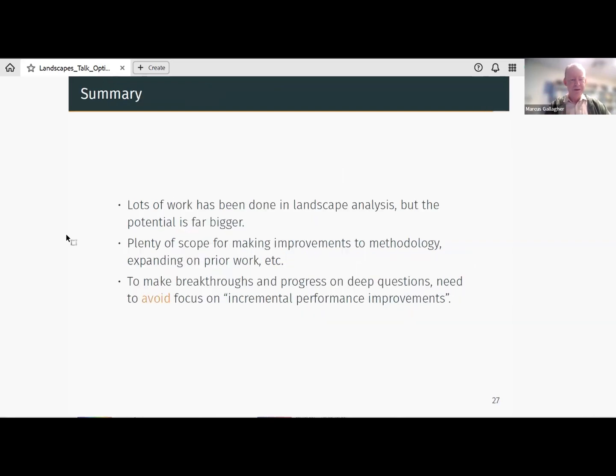Okay, so I think I'm already out of time. It's just summarizing things that I already said. I think it's an interesting area, and hopefully that gives you a bit of a taste of what's going on in landscape analysis.